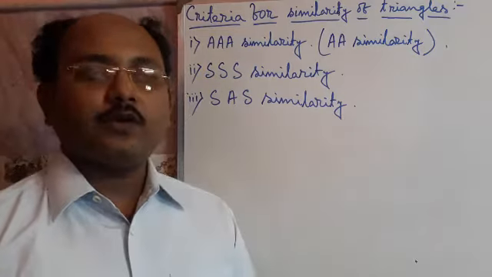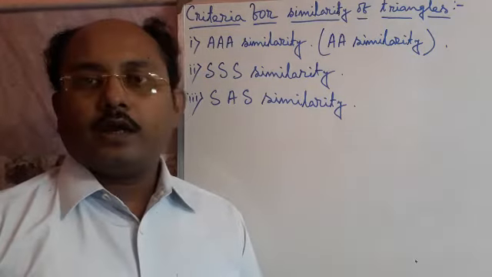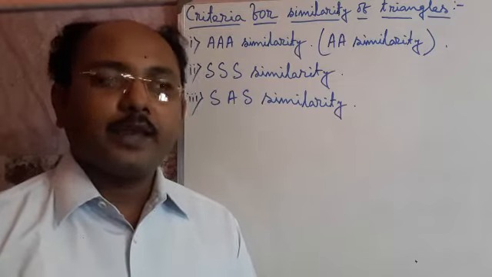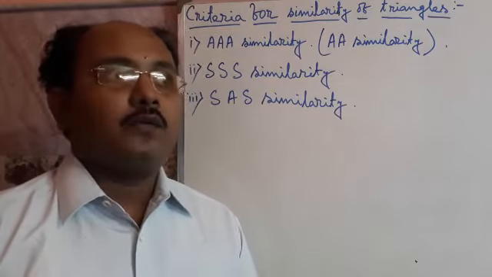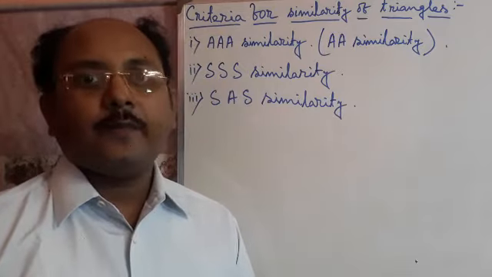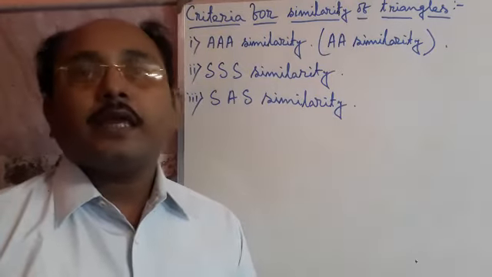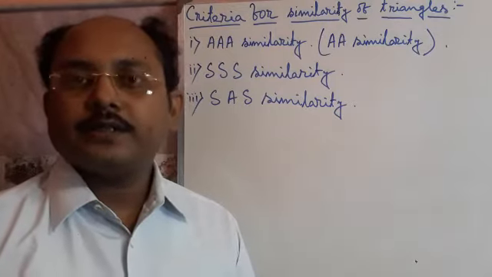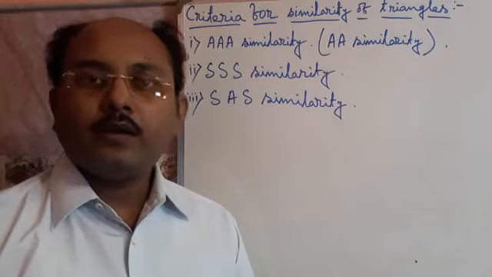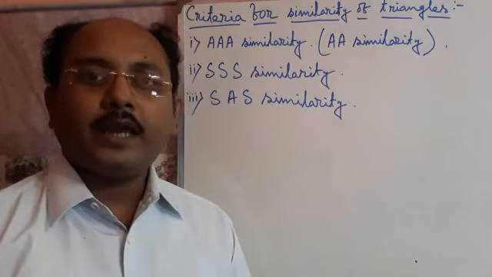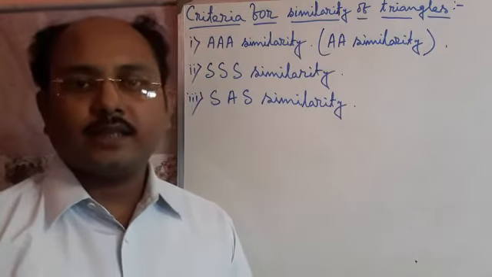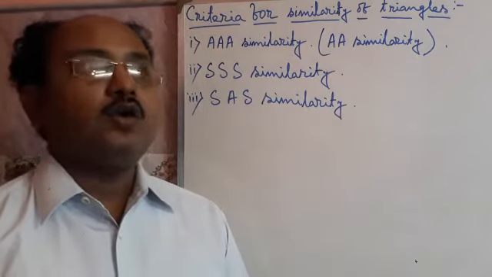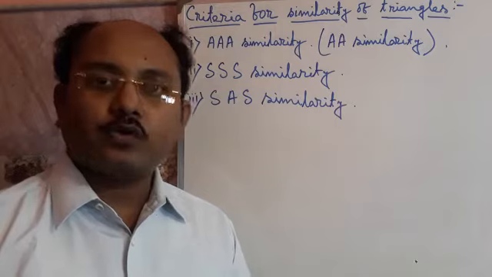In the previous video, we learned about the basic concept of similarity. Again, I am telling which figures are similar. The figures which are equal in shape are said to be similar, and the figures which are equal in shape as well as equal in size are congruent. Already we learned the criteria to check whether two triangles are congruent or not.